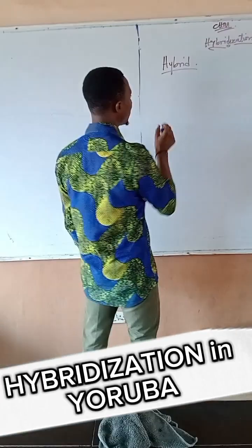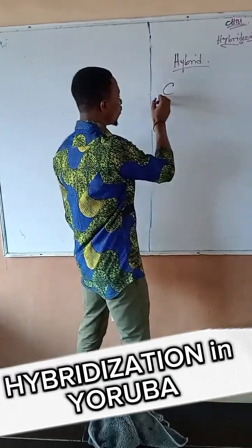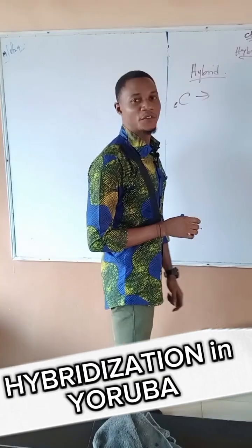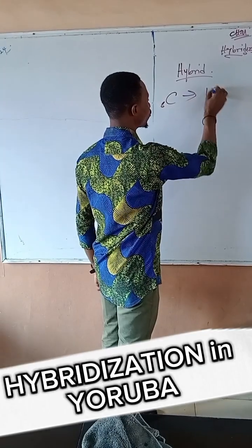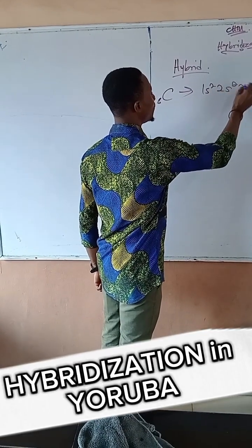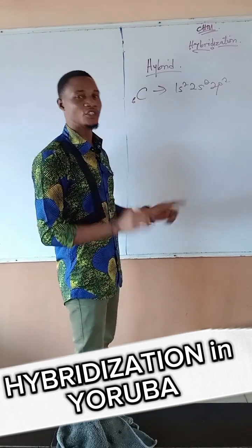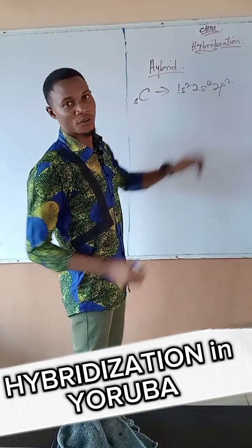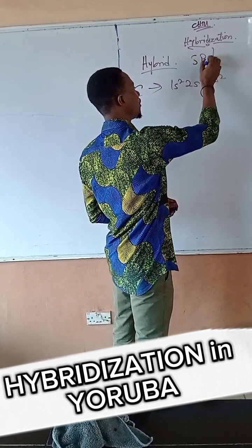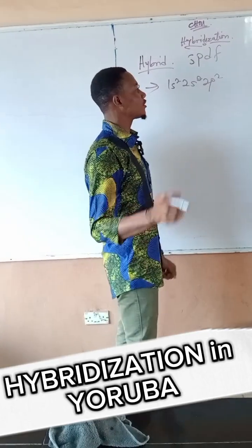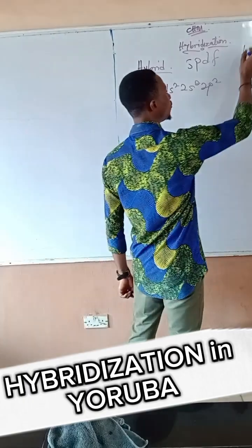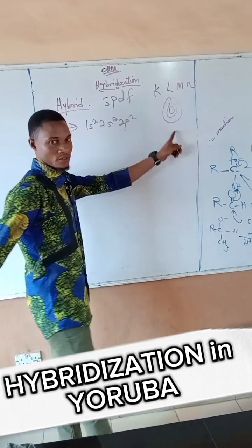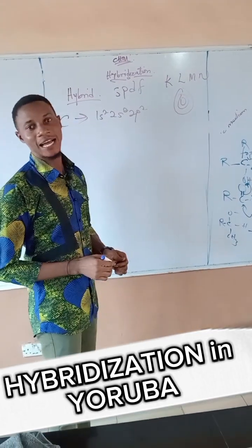So let's say for example we have carbon with atomic number 6. The electronic configuration of carbon atom is 1s2, 2s2, 2p2. Electronic configuration, not electronic structure. When we are talking about electronic configuration, that is when we use our SPDF orbitals. If we are talking about electronic structure, that is when you'll be using your KLMN shells. So structure and configuration are not the same thing.